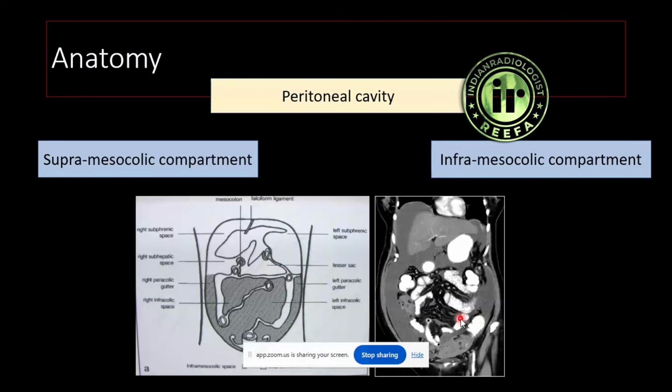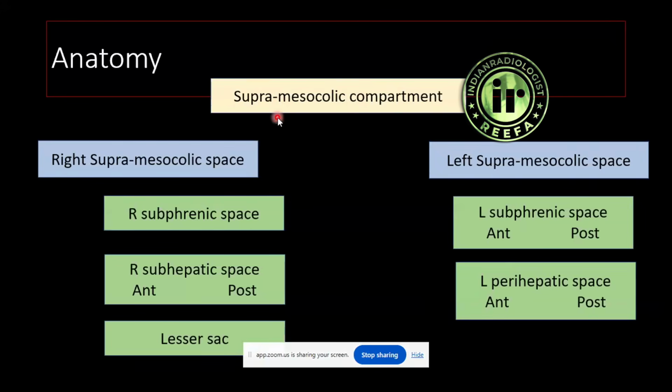The peritoneal cavity is divided by the transverse mesocolon. So that fatty structure is the transverse mesocolon. It divides the cavity into a supramesocolic compartment and an inframesocolic compartment. The supramesocolic compartment is divided by the falciform ligament into right-sided spaces and left-sided spaces. On the right side, in the right supramesocolic space, you have the right subphrenic space, the right subhepatic space, which again has an anterior and a posterior division, and the lesser sac.